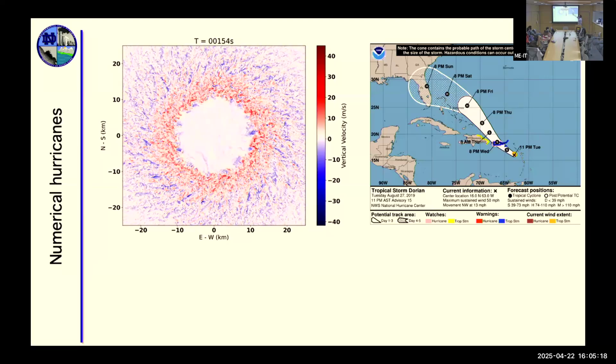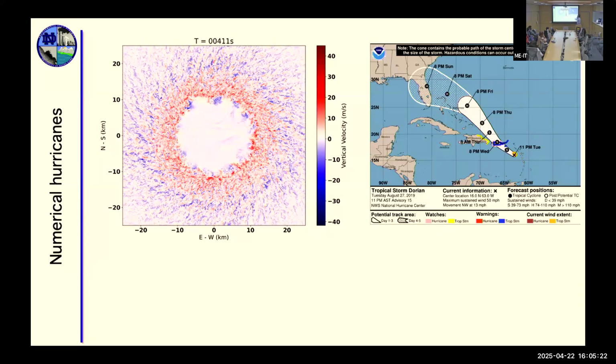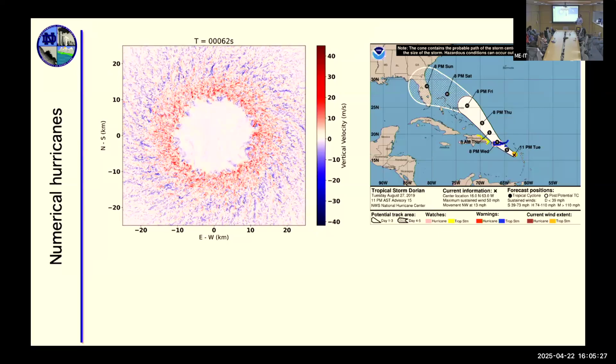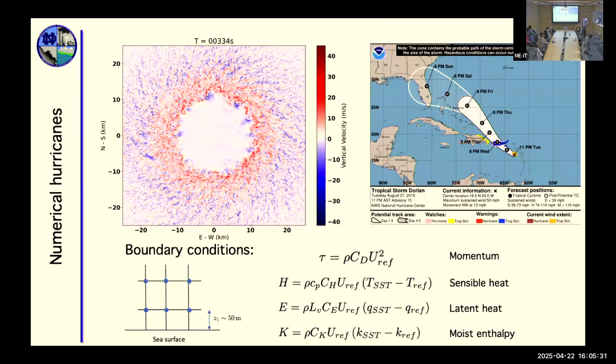Either way, whether you're doing something like this and you're trying to get really high resolution and see what some of these individual features are, or if you're just trying to do a more coarse scale, but you want to know how strong it's going to be and where it's going to land and so on, the common theme is you need boundary conditions at the bottom.